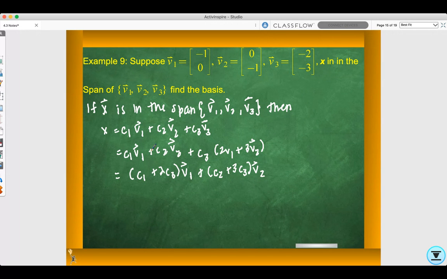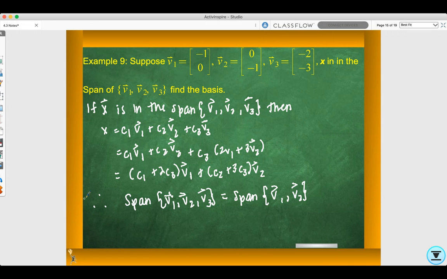So therefore, the span of v1, v2, v3 equals the span of v1, v2. Because we started with it in terms of v1, v2, v3, and we get it down in terms of v1 and v2.